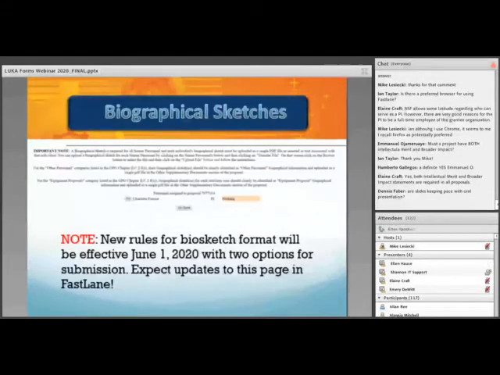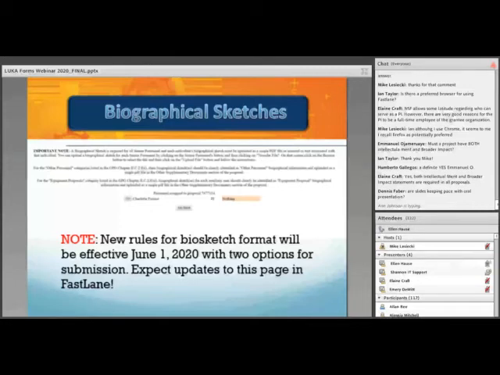So biographical sketches. Bio sketches are required for each individual on a proposal identified as senior personnel, including your PIs and your co-PIs. And as of June 1, there are 2 ways to submit a bio sketch to NSF. One is through uploading a bio sketch through a site in partnership with the National Institutes of Health, which really serves more the needs of the research community. And the second option for submission, and the one that we are recommending, is to use a fillable PDF form.